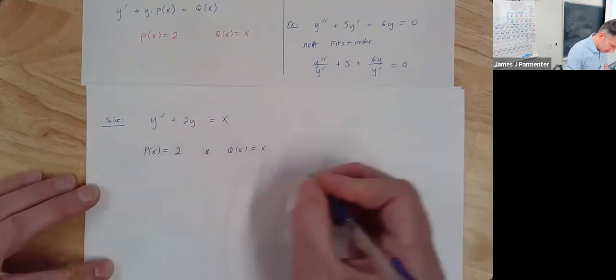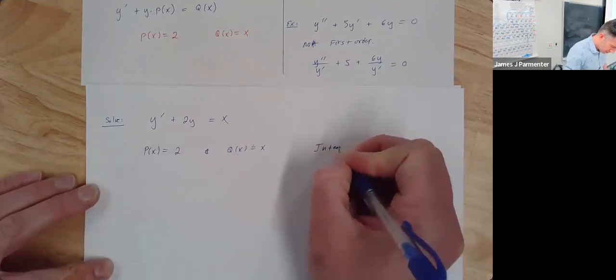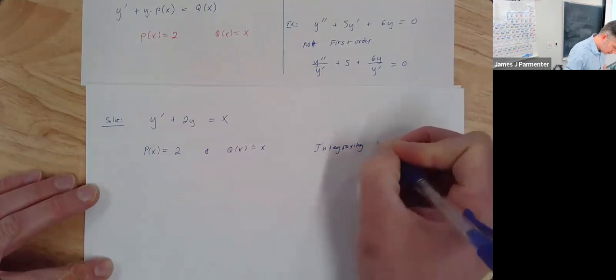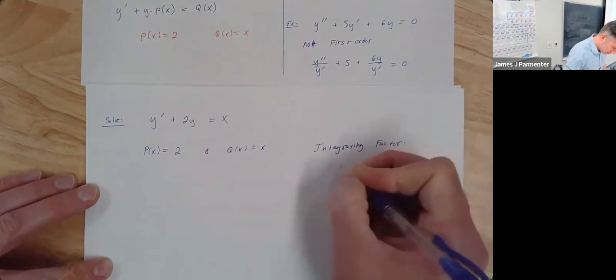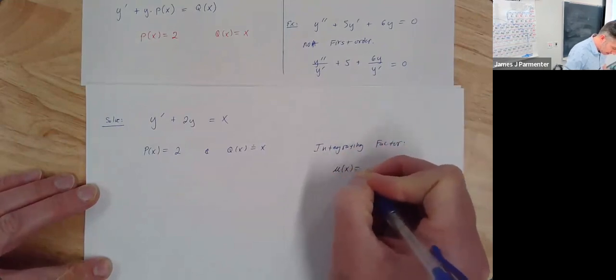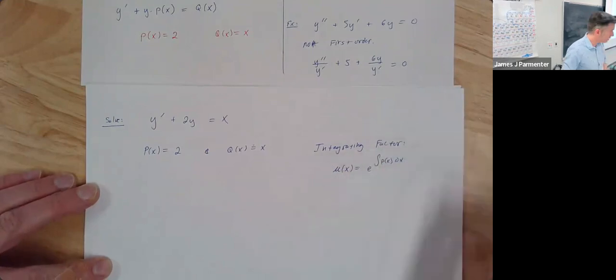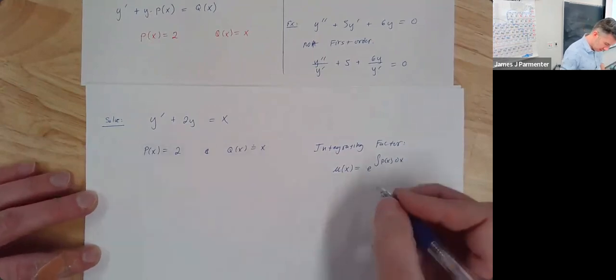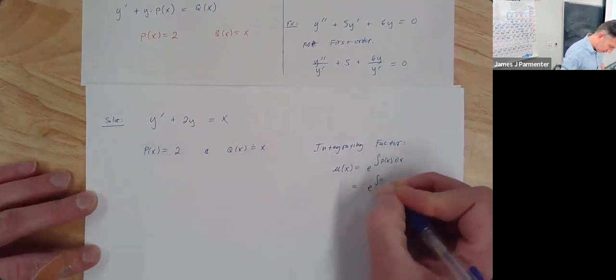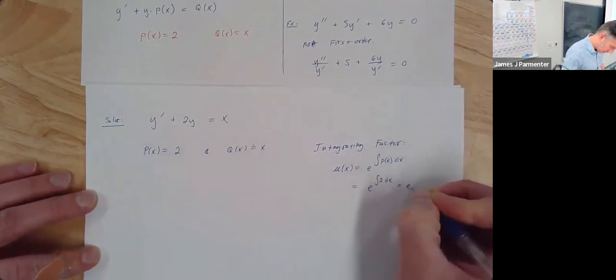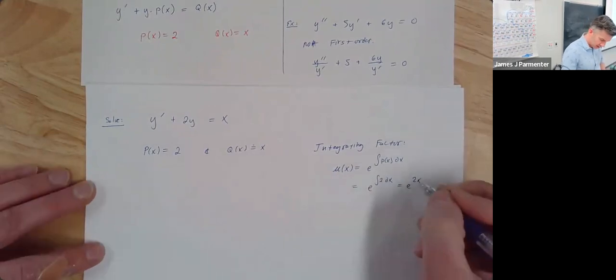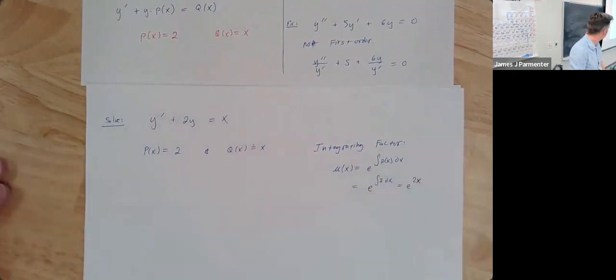So our integrating factor is mu of x, and it's equal to e to the integral of p of x dx, which in this case is going to be e to the integral of 2, which is just e to the 2x. That is our integrating factor. So what we're going to do is multiply the entire equation by the integrating factor.